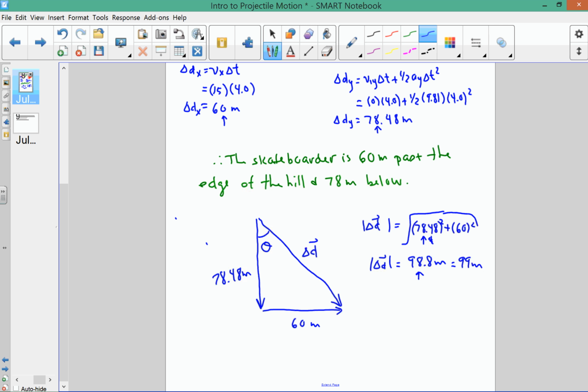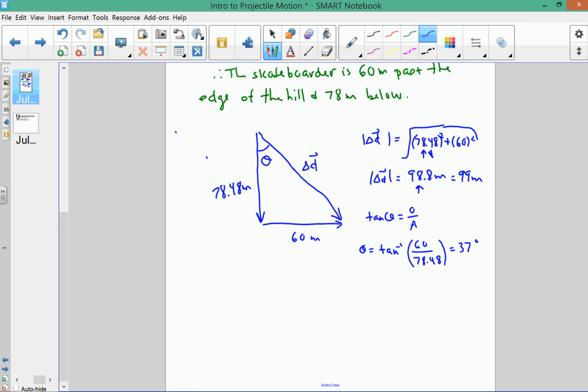However, I also want theta. Tan theta is O over A, opposite over adjacent. So that means when I calculate theta, I'm interested in 60 divided by 78.48. Notice how I'm not rounding 78.48. So tan inverse of 60 divided by 78.48 gives me, to 2 significant figures, 37 degrees.